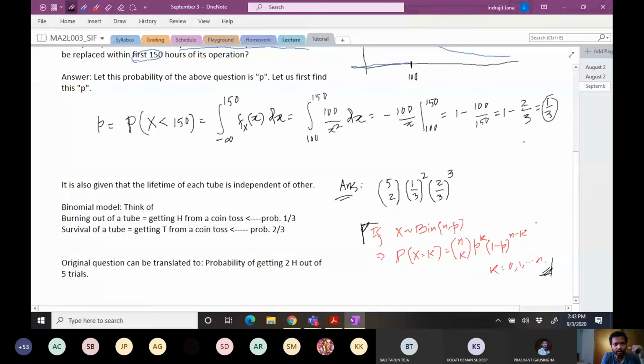Does anyone have any comment, concern, remark about this solution? Otherwise, I will move to the next requested problem.